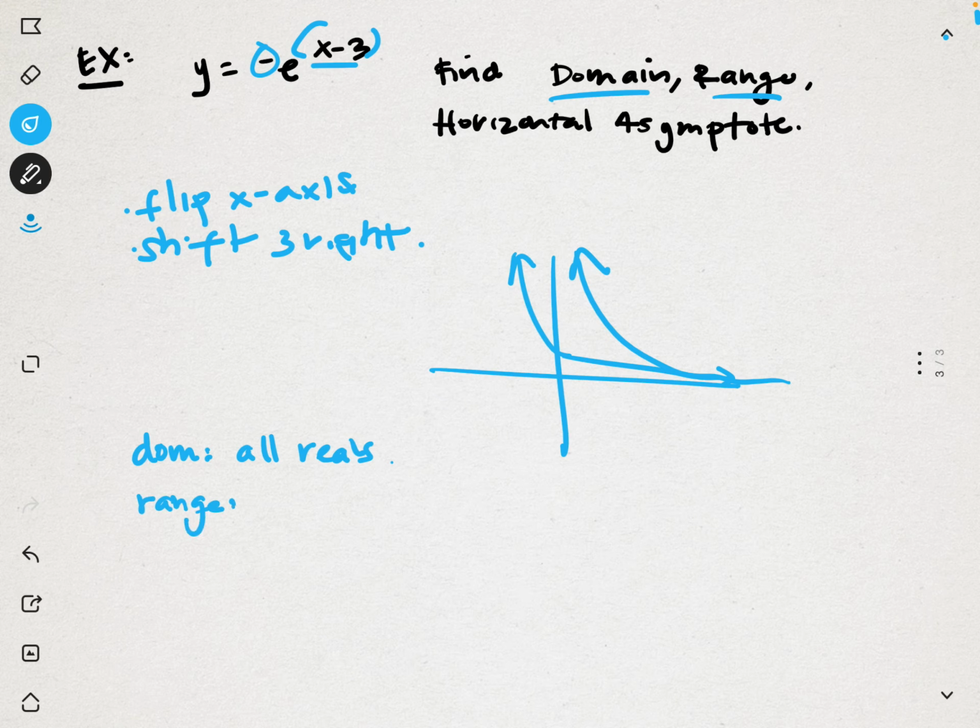The range, because we didn't move it up or down, then we still see that our horizontal asymptote is 0. So for our range, we have 0 to infinity again. In set notation, that would be y such that y is greater than 0. And then our horizontal asymptote, working off that idea of range, is going to be y equals 0. All right, and we can even go ahead and check. So negative e to the x minus 3.